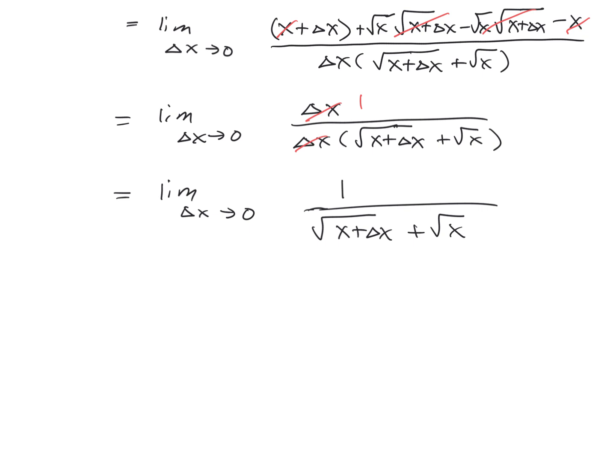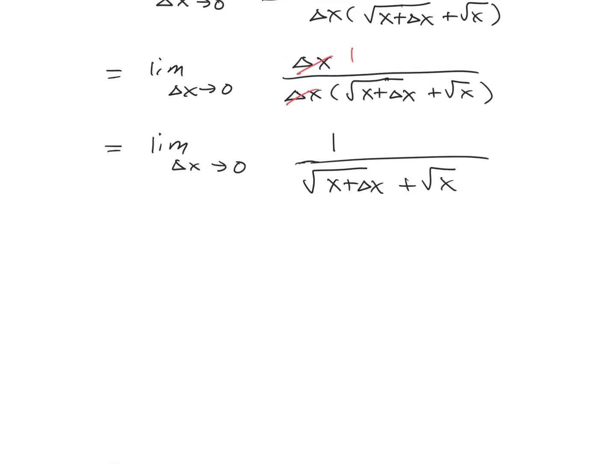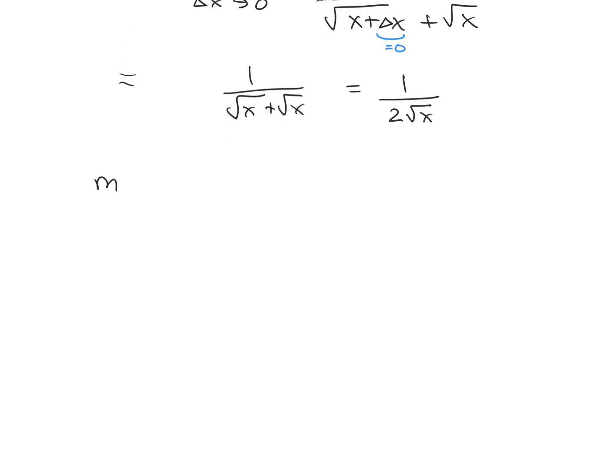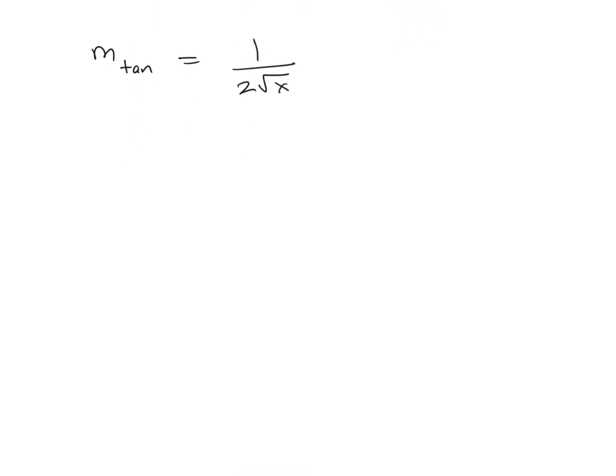All right, so now we can take that limit and replace our delta x with 0. And that gives us 1 over the square root of x plus another square root of x, which of course is just 1 over 2 times the square root of x. So for any point in our graph where it's defined, the slope of our tangent line is 1 over 2 square root x. Now for our problem, we're looking at the point (4, 2).